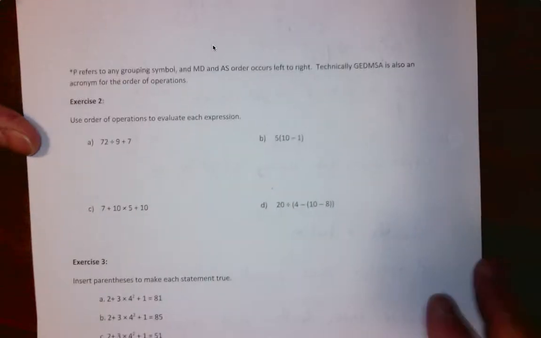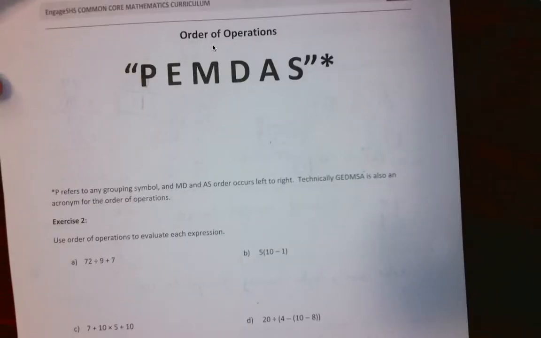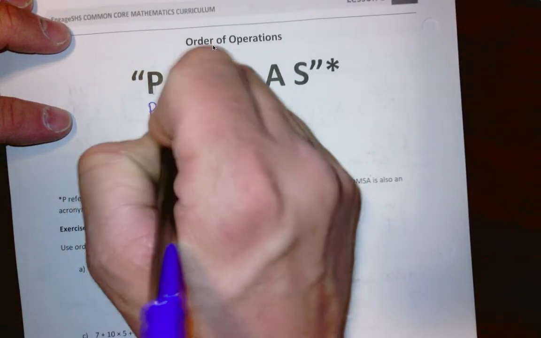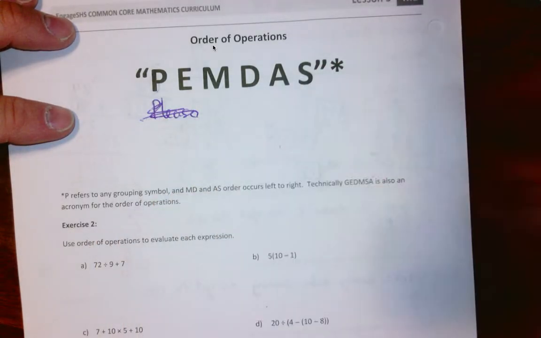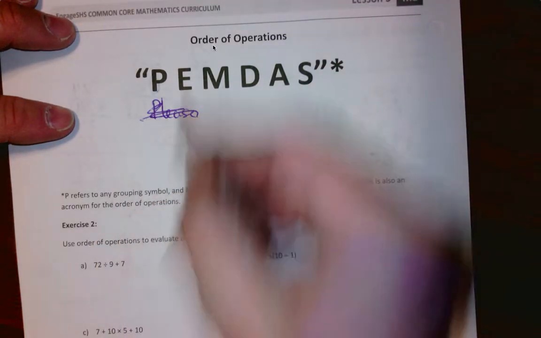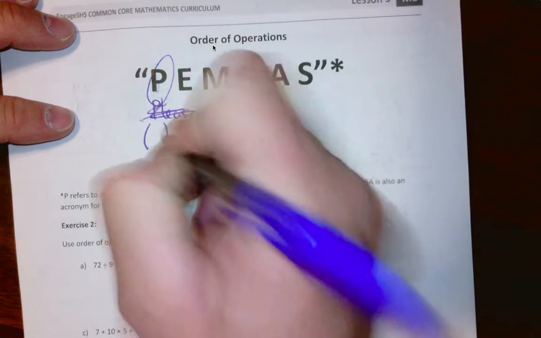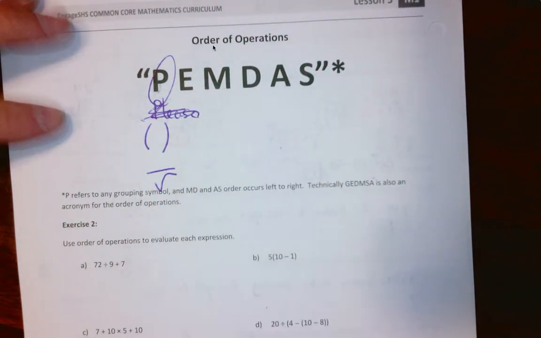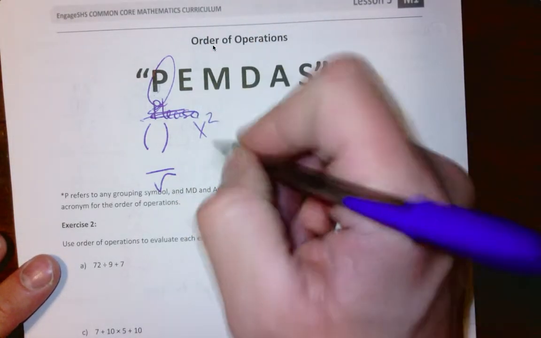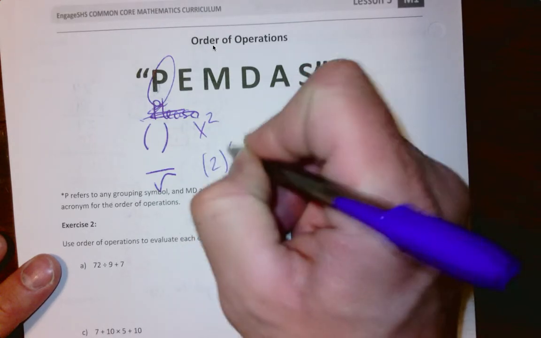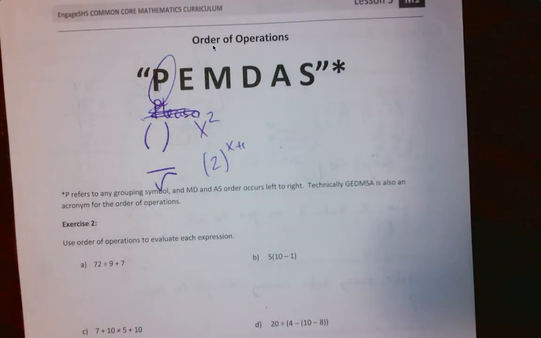Do you remember? Push every moron down a stair. No, that's how I remember it. Please excuse. I don't even like that one either. Whatever you want to remember, look them up. There's some pretty funny ones. But the idea is that you want to think about P as any grouping symbol. That includes parentheses, fraction bars, and square roots. E for exponents. I mean, we're talking anything exponential. Anything that's up in the power of.